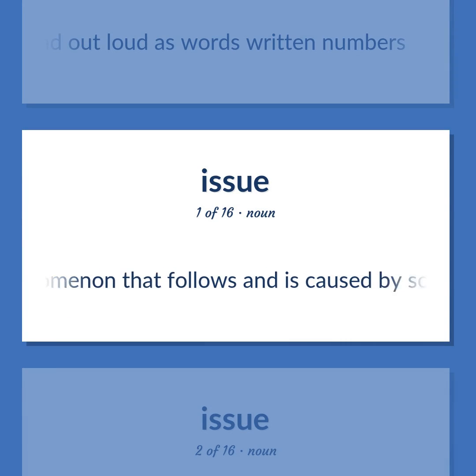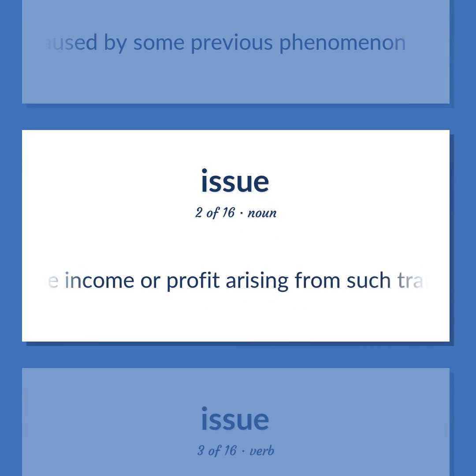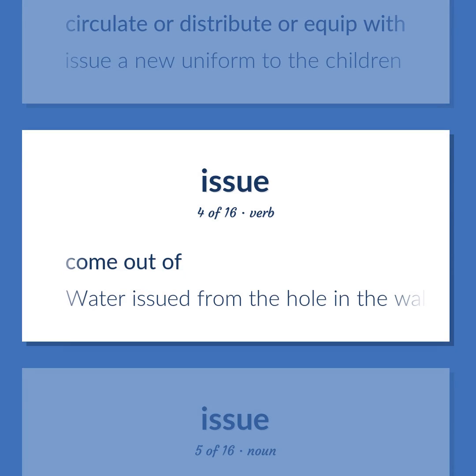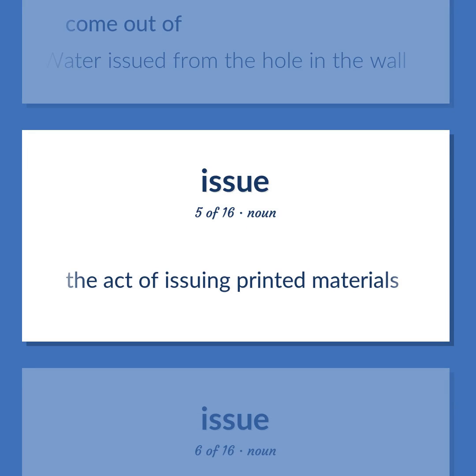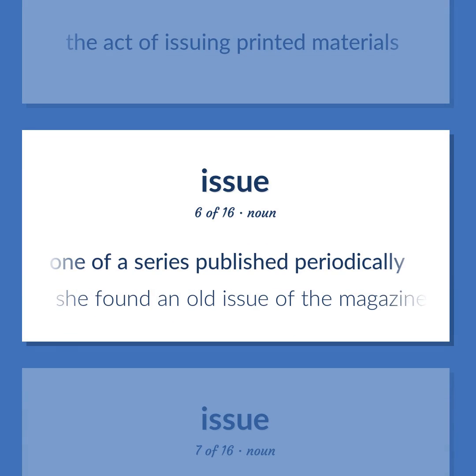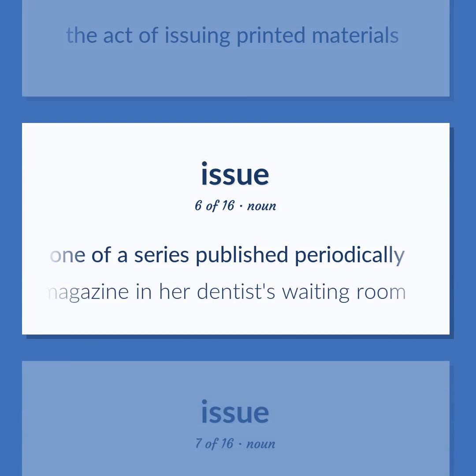A phenomenon that follows and is caused by some previous phenomenon. The income or profit arising from such transactions as the sale of land or other property. Circulate or distribute or equip with. Issue a new uniform to the children. Come out of. Water issued from the hole in the wall. The act of issuing printed materials. One of a series published periodically. She found an old issue of the magazine in her dentist's waiting room.